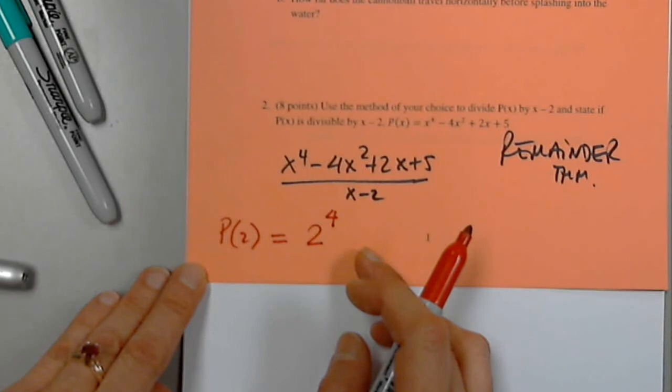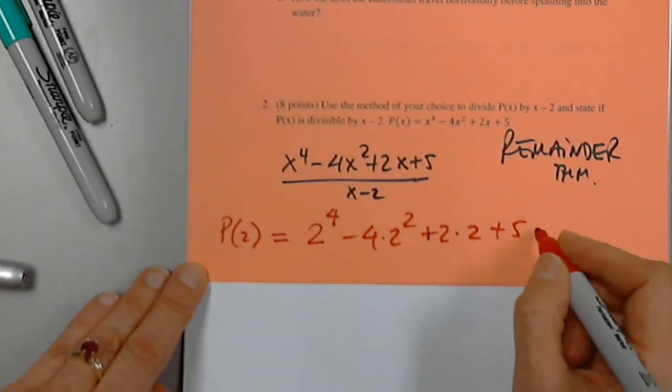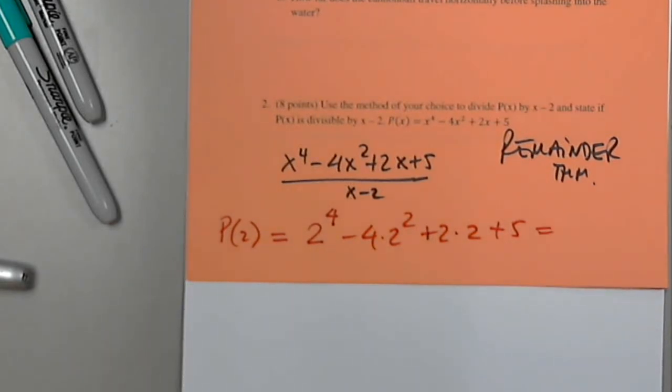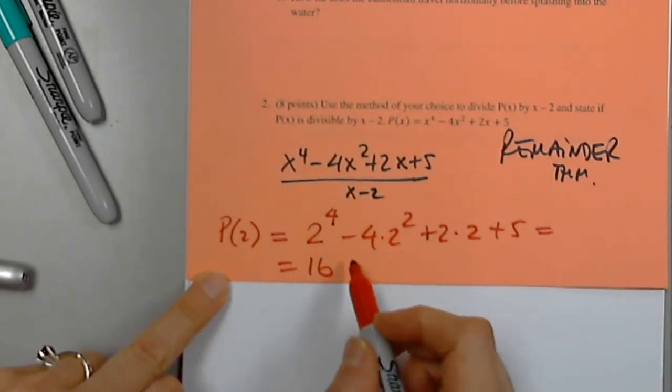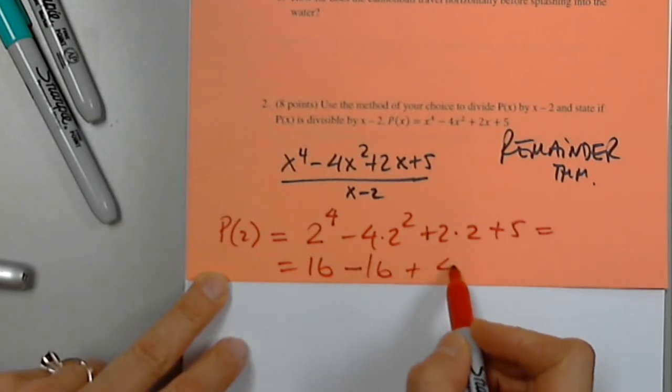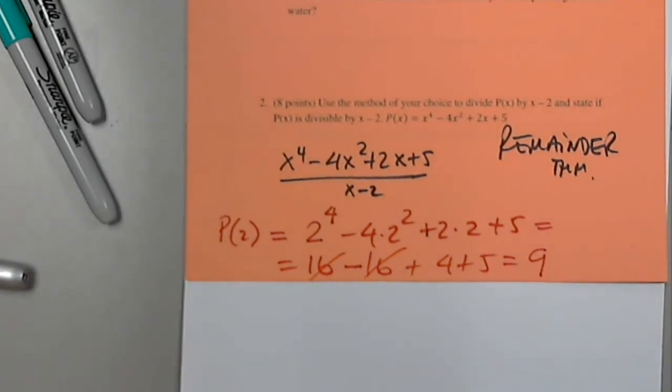Plug it in: 2 to the fourth minus 4 times 2 squared plus 2 times 2 plus 5. If this equals 0, what do I conclude about x minus 2? It's a factor. If it's any number other than 0, I will say x minus 2 is not. Good. How much is 2 to the fourth? How much is 4 times 4? Plus 4 plus 5. What is it? 9. So what do I conclude? It's not a factor. The remainder is not 0. x minus 2 is not a factor.